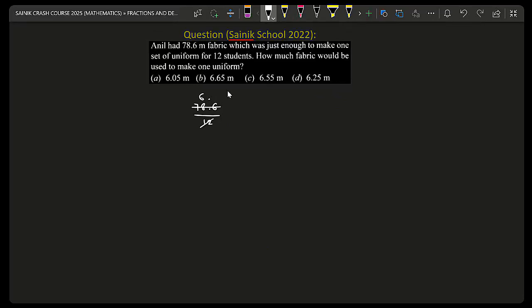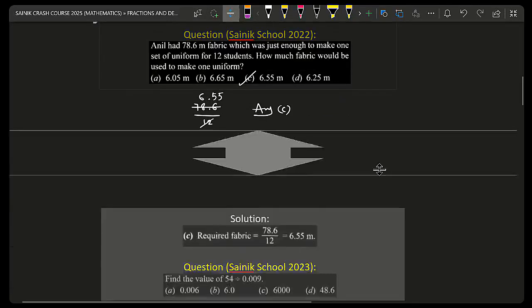Sir, 5, 12 5s are 60. Again, 6 is remaining, but because of the decimal point, 6 will become 60, right? Yes, sir, again 5. So 6.55. Which option? Option C. Answer C. You can mute yourself, Sahana. Very simple question. Division.